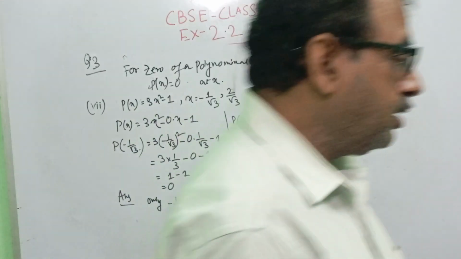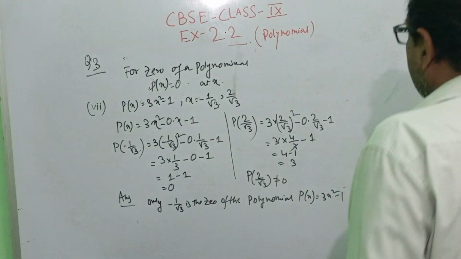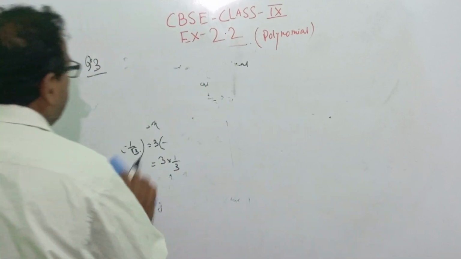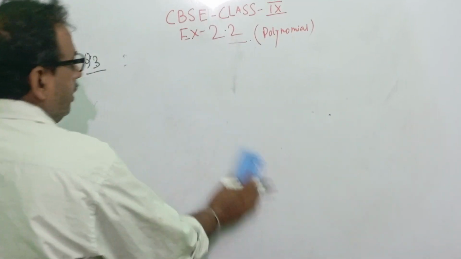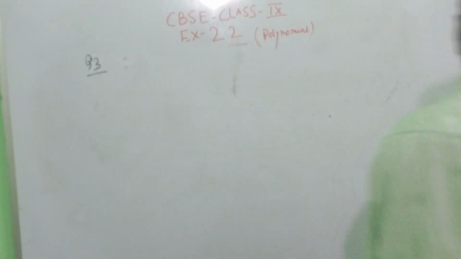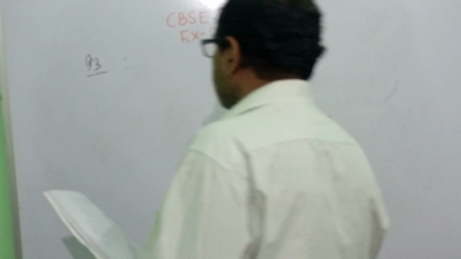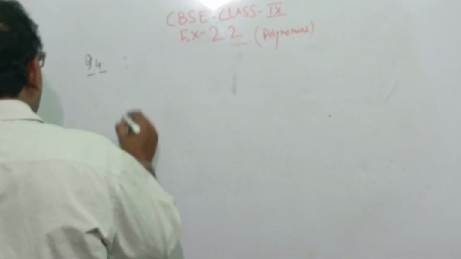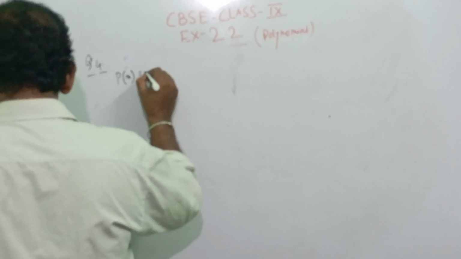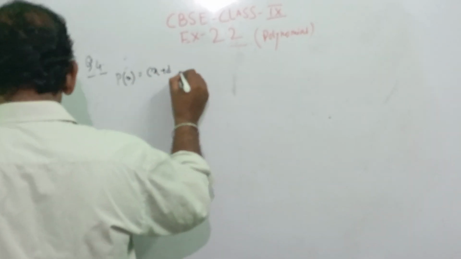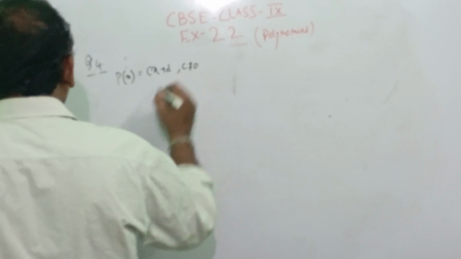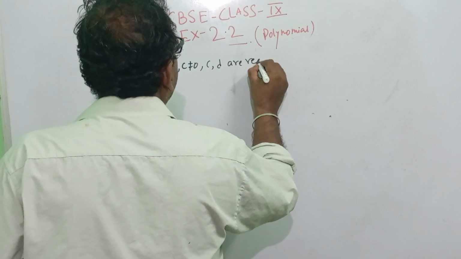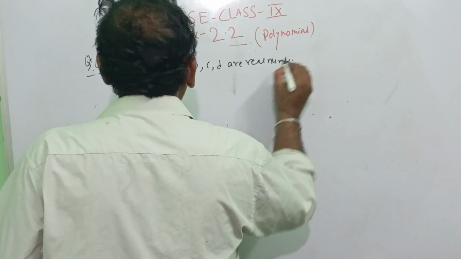Now the last one, we are doing the last one, that is find the zero of the polynomials. Find the zero of the polynomials. So what will we do? They have given the last one, question number 4. p(x) is equal to cx plus d, where c is not equal to 0 and c and d are real numbers. So what they have given?